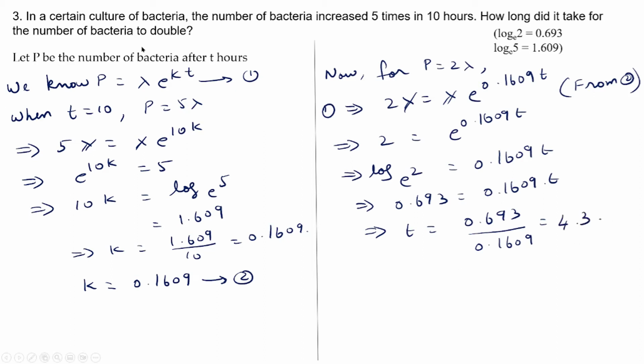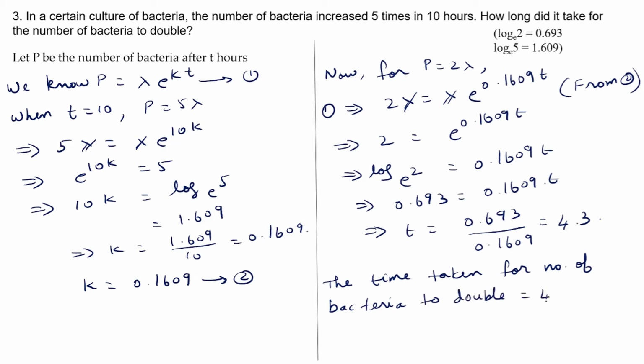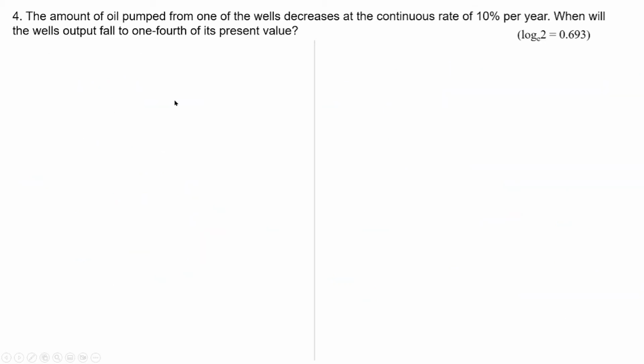Therefore, the time taken for bacteria to double is 4.3 hours. The time taken for the number of bacteria to double is equal to 4.3 hours. So based on what is given in the question, we have found the answer using the population growth model.